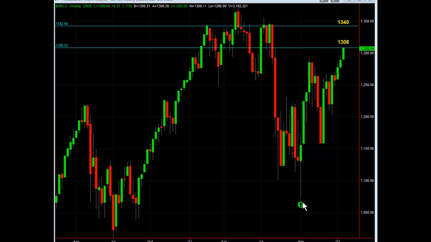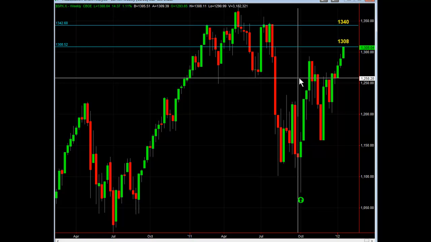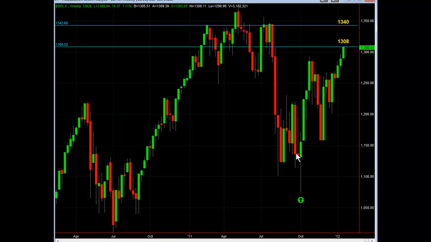Here's the weekly. The power cycle trading model went long here in October, right at the low. Beautiful trade there, right here, October 7th, basically right at that low. Right now, you can see we're up here at this 1308. That's where it closed. Look at this. See this point here? This is where the market broke down. This was the high. It stopped right there at 1308.